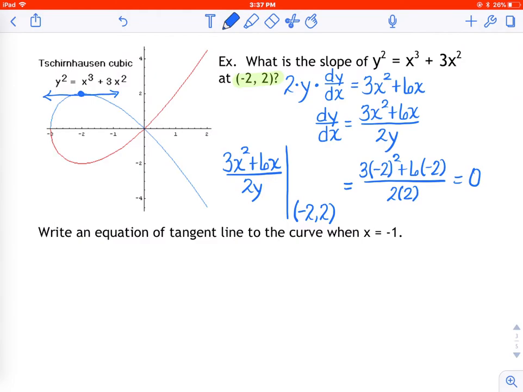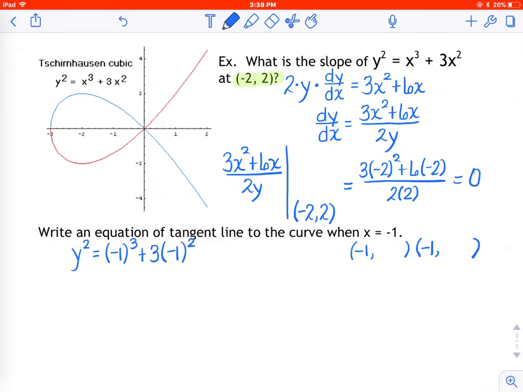Well, here's the challenge. When you look at the graph, there's more than one place on that curve where x is negative 1. So we're going to have to find the actual ordered pairs involved there. So we'll start with that. At x is negative 1, I see 2 locations on the graph, because again, it's not a function. So I'm going to go to that y squared equation and calculate what happens when x is negative 1 on the actual curve, not its derivative.